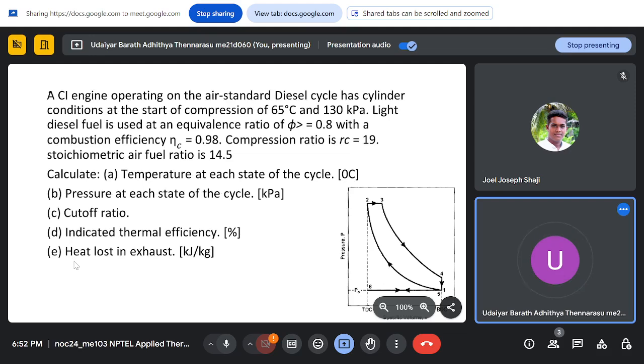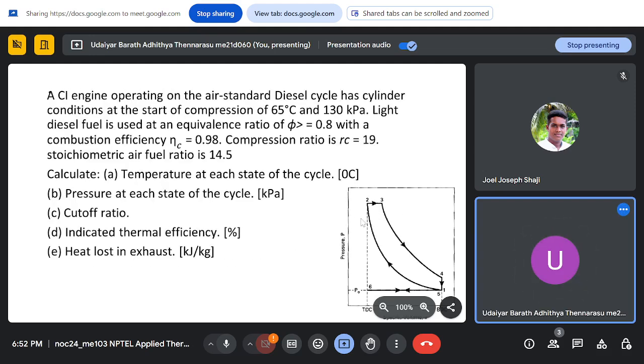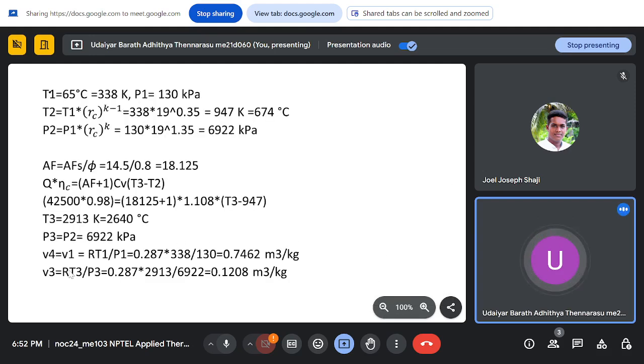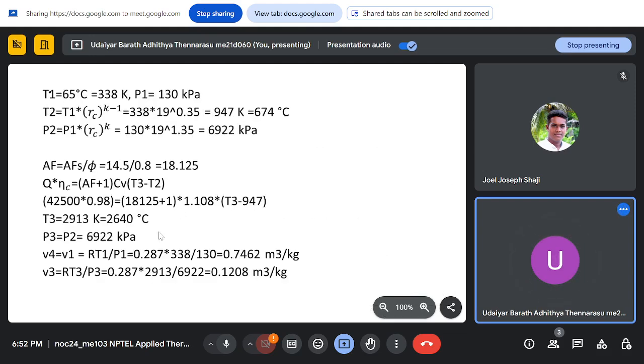So this at 2 to 3 is at constant pressure. So here we have found out specific volume at state 1 and 4, and at 3 it is RT3 divided by P3. So this comes out to be 0.1208 meter cube per kg.